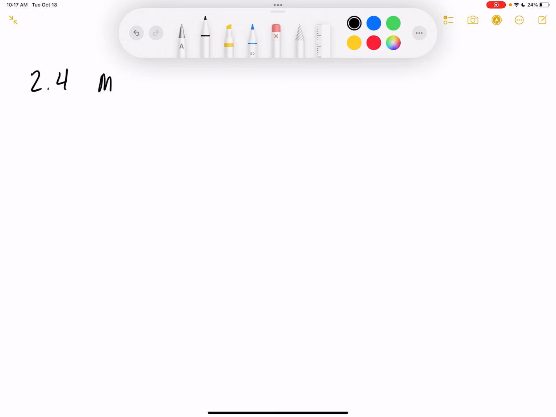2.4, multiply real numbers. So we've done adding and subtracting, and now we're on to multiplying.